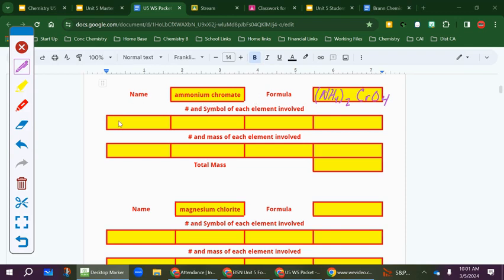So how many nitrogens? 2. How many hydrogens? 8. How many chromiums? 1. How many oxygens? 4. This is why I had the 4 boxes there, Cynthia. And then we'll do the total down below. So 2 times 14.01. 8 times 1.01. 1 times, sorry, chromium I don't have memorized. Thank you very much. And 4 times 16. So that's 0.94 or 99 for 99.